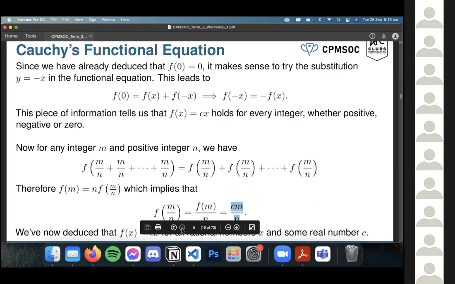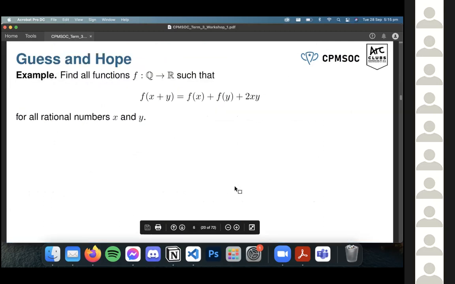Okay, and I should have briefly outlined the structure of today's presentation. Basically, I'm just going to teach you a bunch of techniques when it comes to functional equation solving.